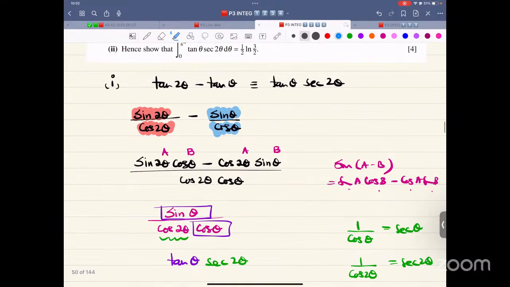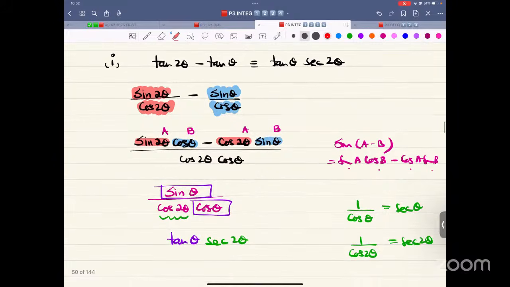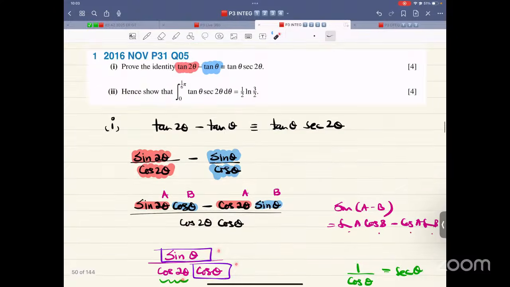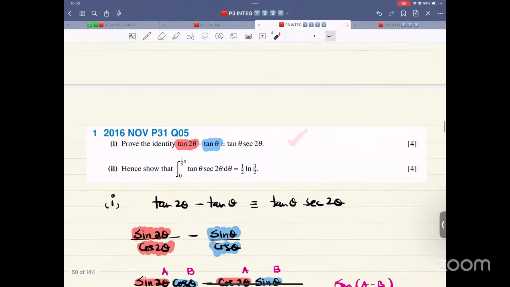Now, what I did is that I took LCM. So this red multiplies with the blue, this blue multiplies with the red. So first of all, this is cos theta, this is sine theta, this is sine 2 theta, this is cos 2 theta. So now this is sine A cos B minus cos A sine B, just like one of the questions we did in differentiation. So this is sine (A minus B), which is sine theta. This is cos 2 theta at the bottom. This is cos theta. Sine over cos is tangent. 1 over cos 2 theta is sec 2 theta. It was a little bit out of the box.